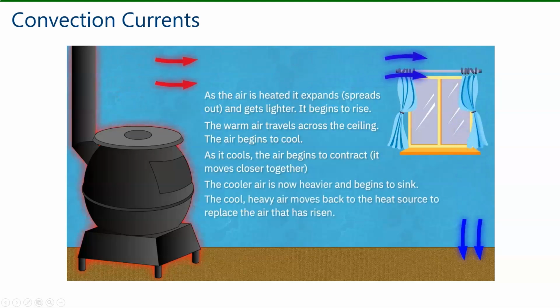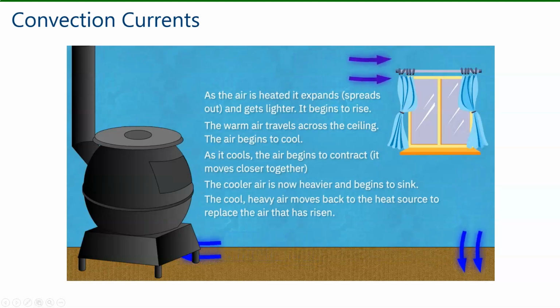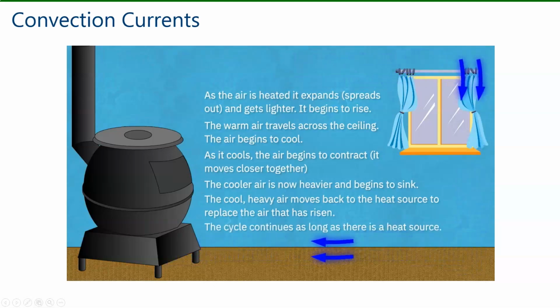As it cools, the air begins to contract. It moves closer together. The cooler air is now heavier and begins to sink. The cool, heavy air moves back to the heat source to replace the air that has risen. This cycle continues as long as there is a heat source.